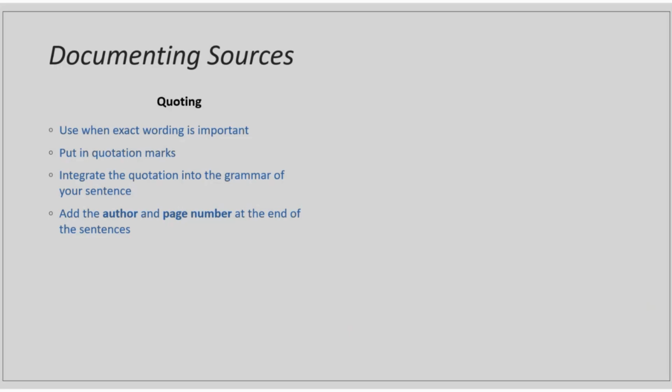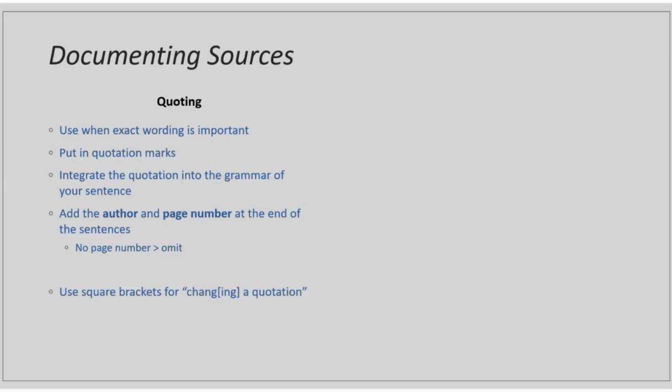Or if you mention the author in the sentence, then you only need the page number at the end, as we'll see. If there's no page number, then just omit that part. We don't give a paragraph number or other alternative unless it's actually numbered that way. And we'll talk more about that.